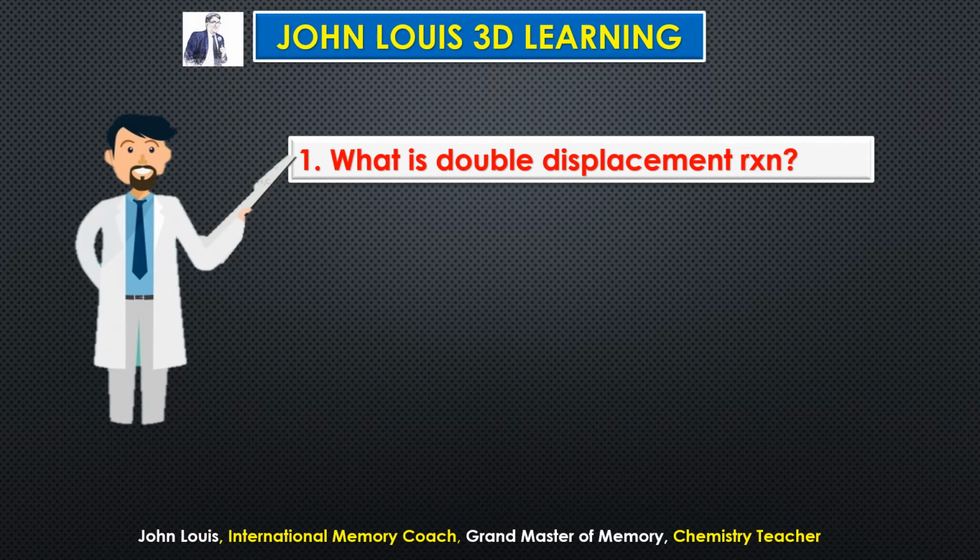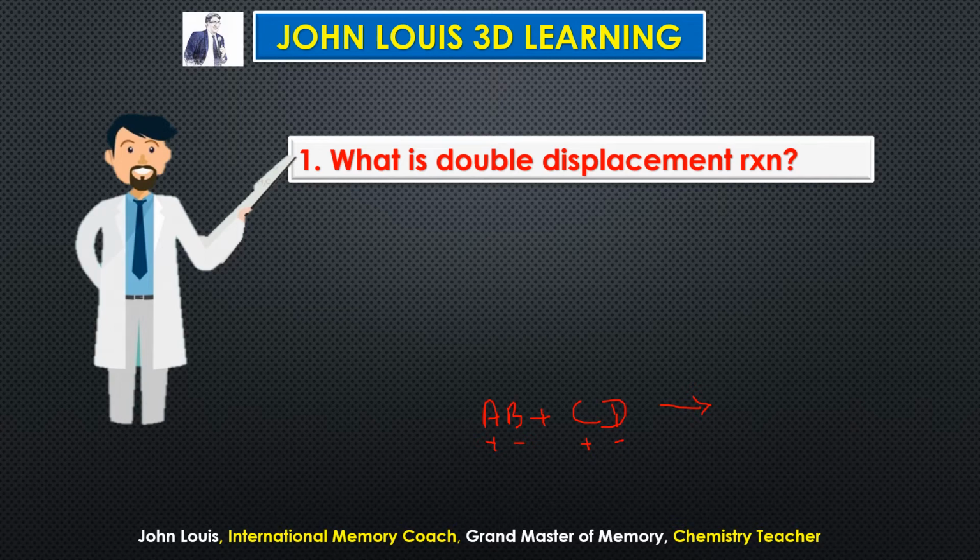So what is double displacement reaction? Before we understand the definition, let us take some example and try to understand what it is. You take two compounds, for example AB plus CD. Compound means there should be one positive and one negative. A compound is like a couple, husband and wife. Similarly here, a positive ion and negative ion.